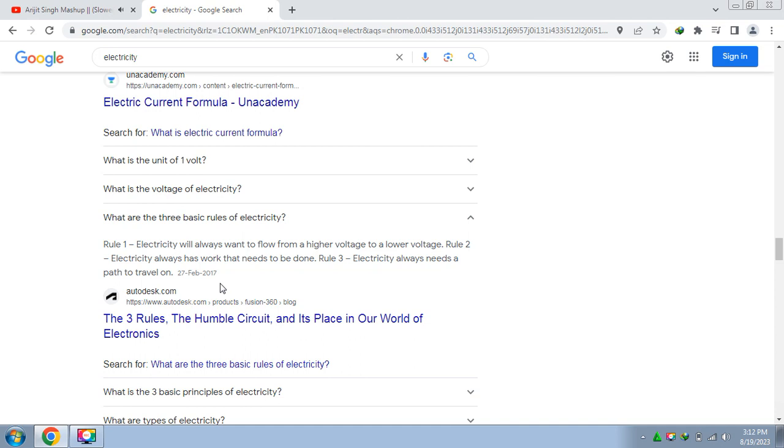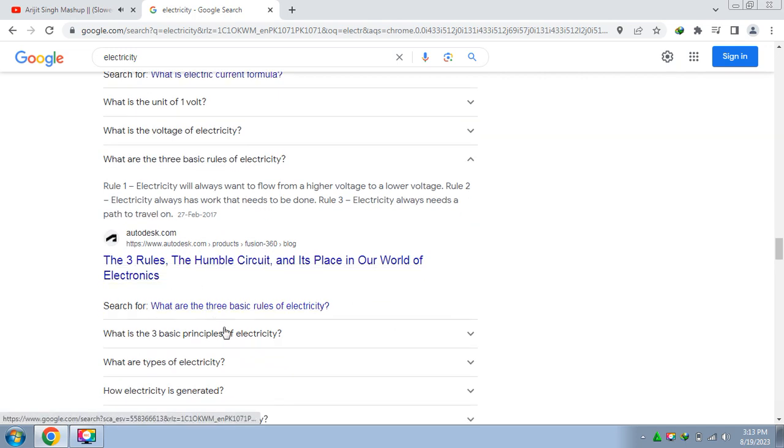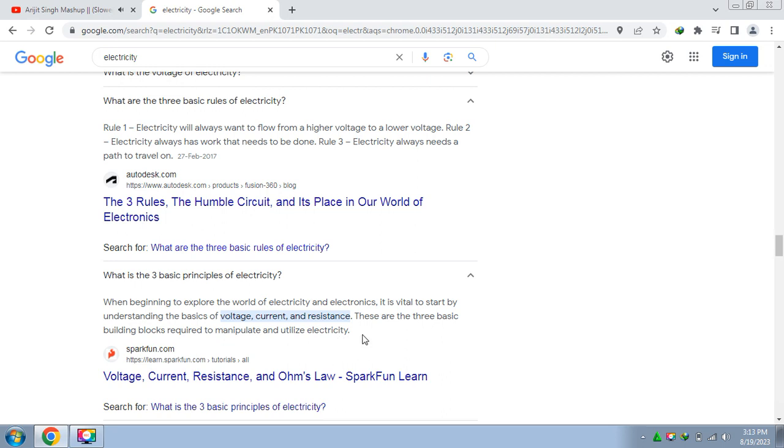So the basic rules of electricity: electricity is always going to flow from higher voltage to lower voltage. Rule number 2: electricity always has work to be done. Rule number 3: electricity always has a path to travel. Another and the last question is: what are the three basics of electricity? Voltage, circuit, and resistance.